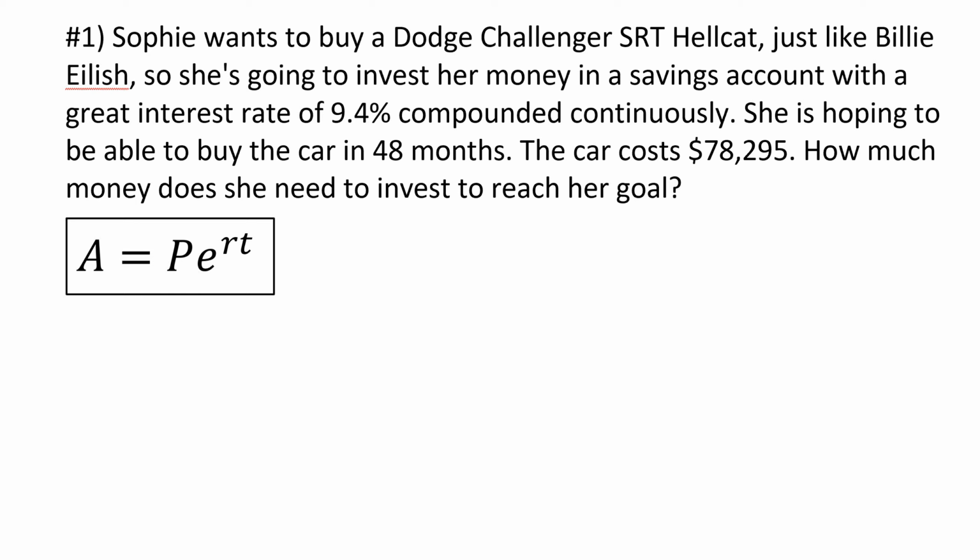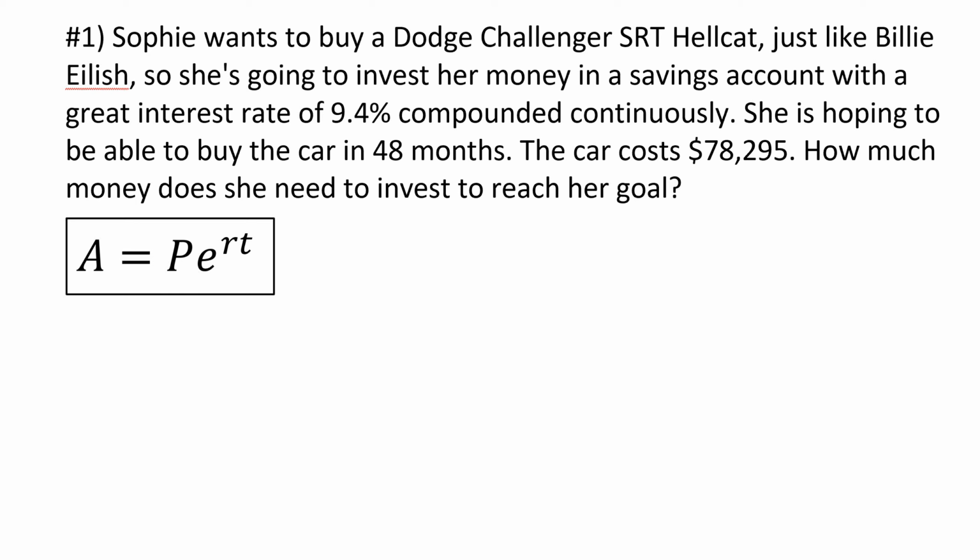Sophie wants to buy a Dodge Challenger SRT Hellcat just like Billie Eilish, so she's going to invest her money in a savings account with a great interest rate of 9.4% compounded continuously. She's hoping to be able to buy the car in 48 months. The car costs $78,295. How much money does she need to invest to reach her goal?